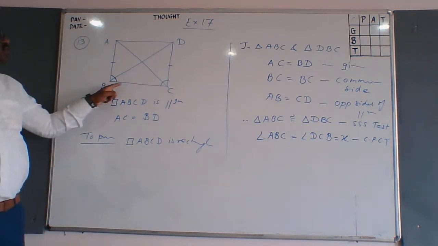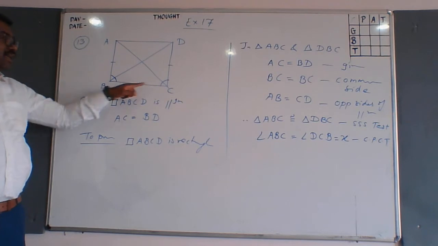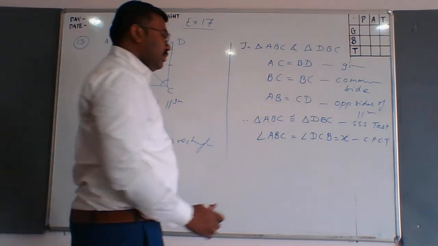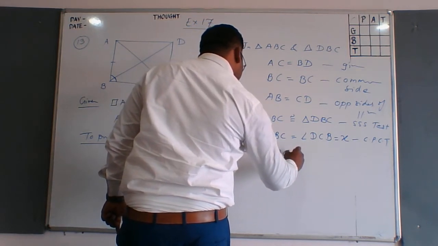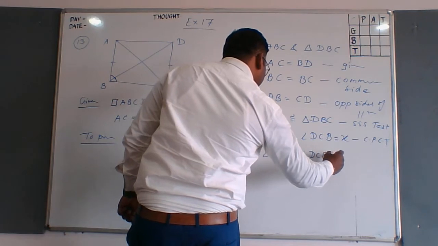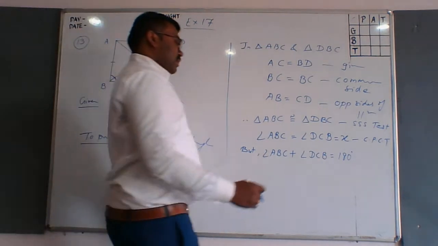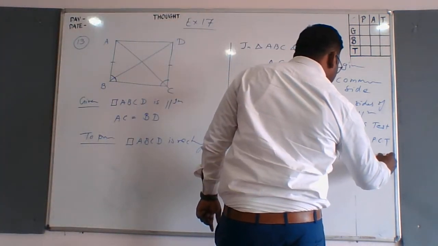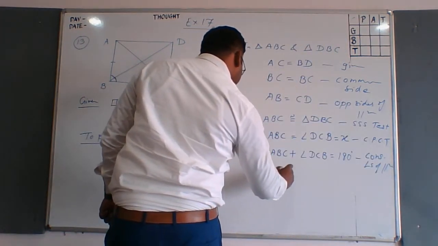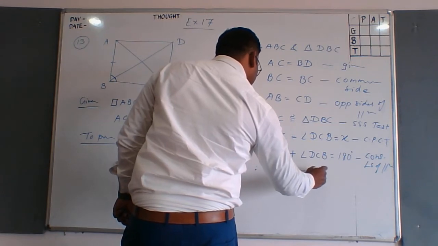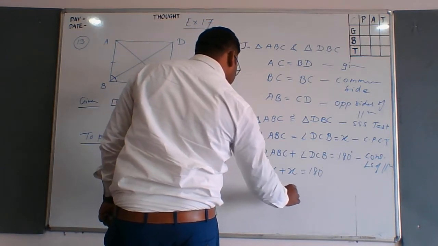But as we can see, these two are consecutive, adjacent angles. Therefore, the sum of these two angles is 180 degrees because it is a parallelogram. So we know that angle ABC plus angle DCB is 180 degrees. And the reason is consecutive angles of a parallelogram. Therefore, x plus x is 180. x plus x will become 2x. So 2x is 180.